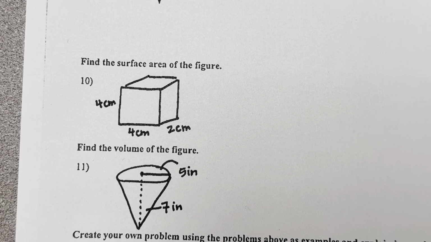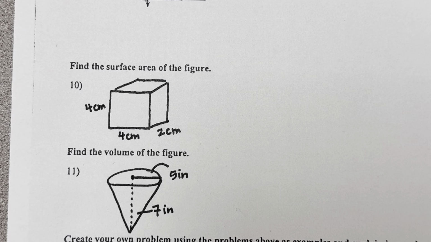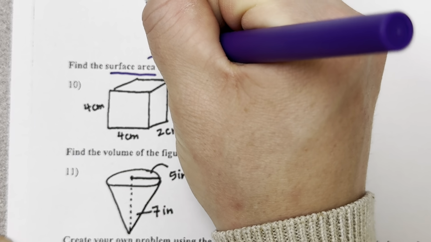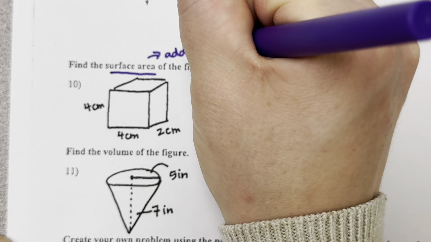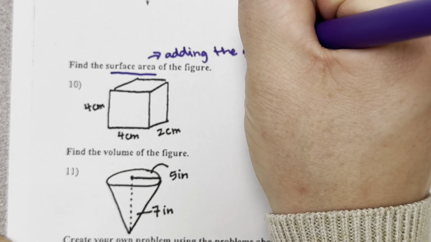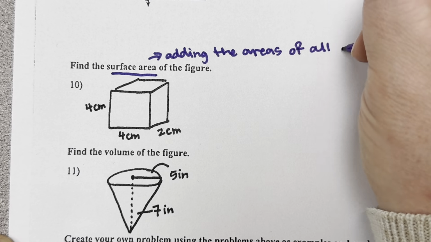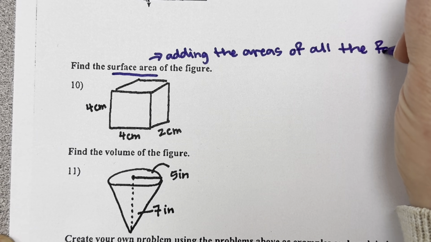Alrighty, surface area and volume. You guys just had your test on this a little bit ago. Finding the surface area of this prism, we call it. Surface area means you're adding the areas of all the faces.